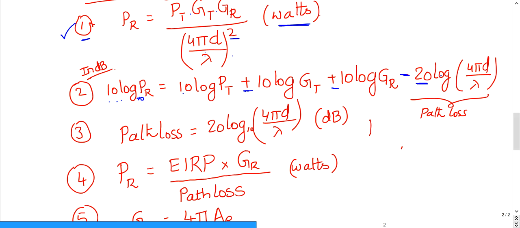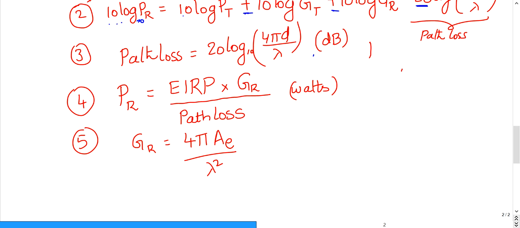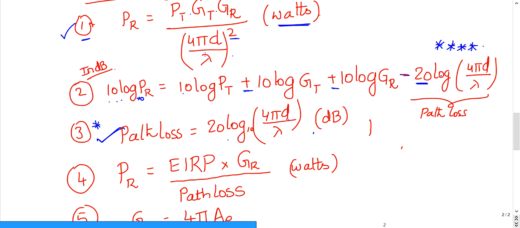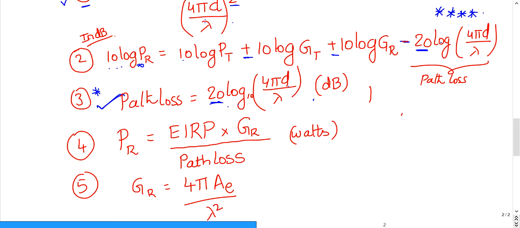This 20 log 4 pi d by lambda is called path loss, and it is asked in various exams many times. So path loss is nothing but 20 log 4 pi d by lambda. Try to memorize what path loss is. Whatever is there in the denominator, 10 log of that becomes the path loss. This 2 into 10 becomes 20. So this is the path loss.